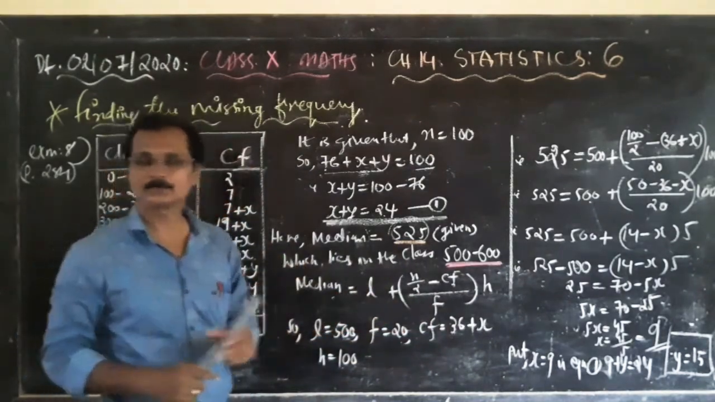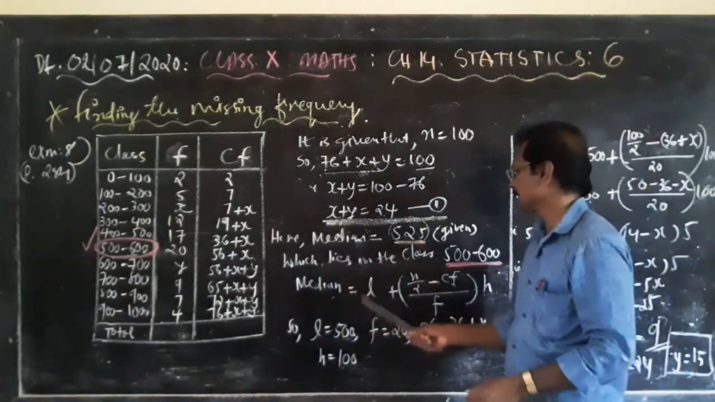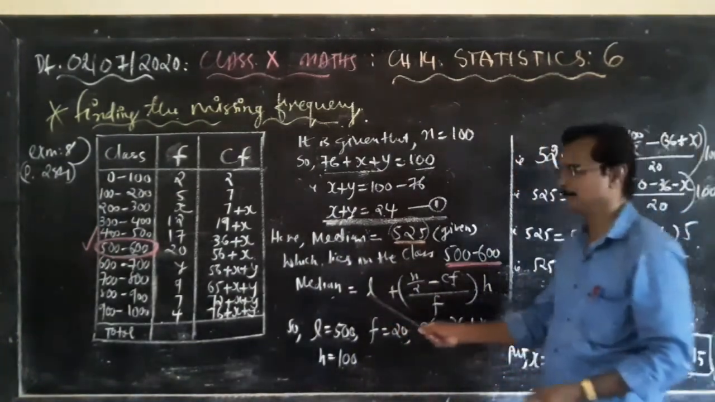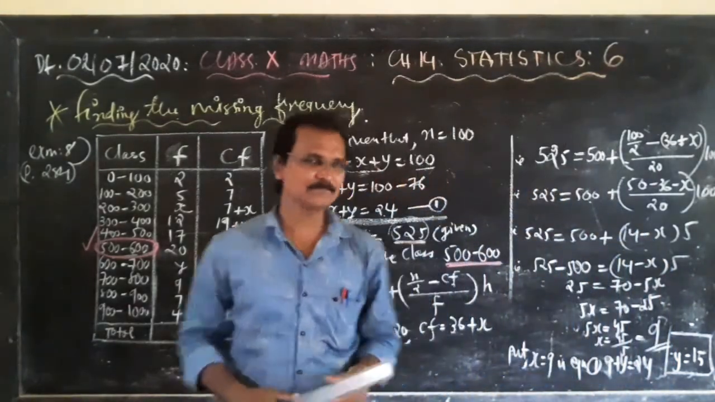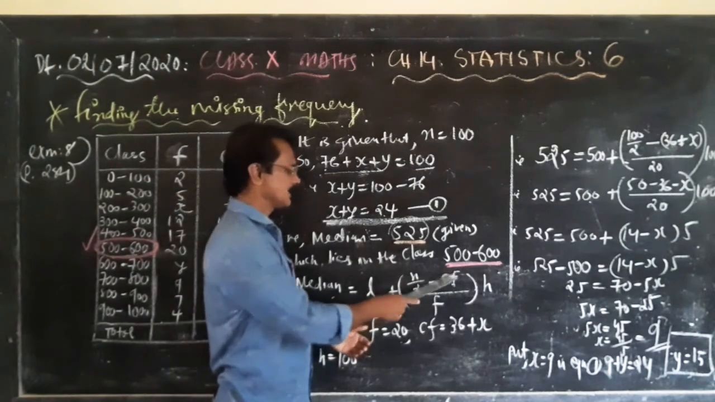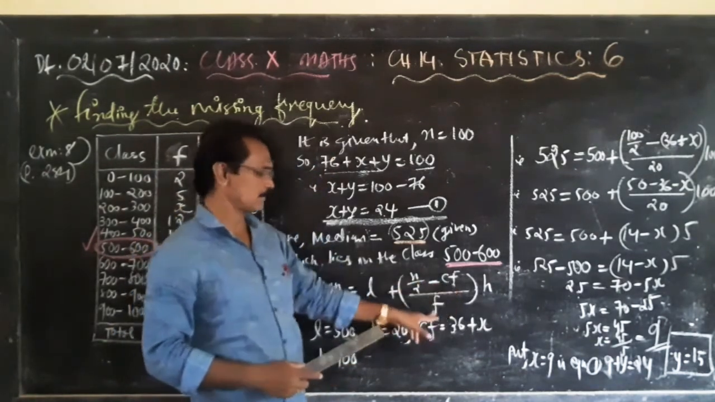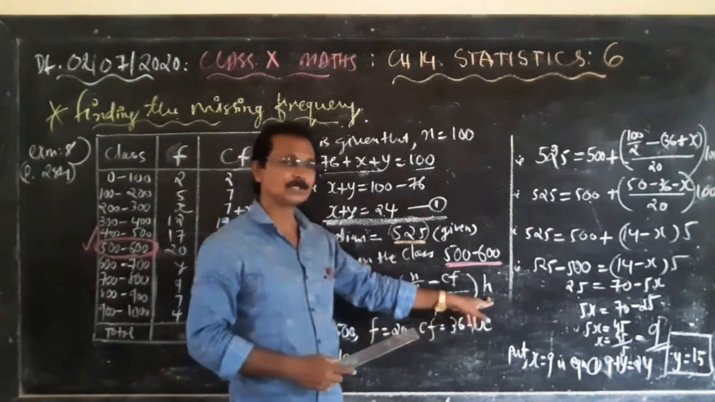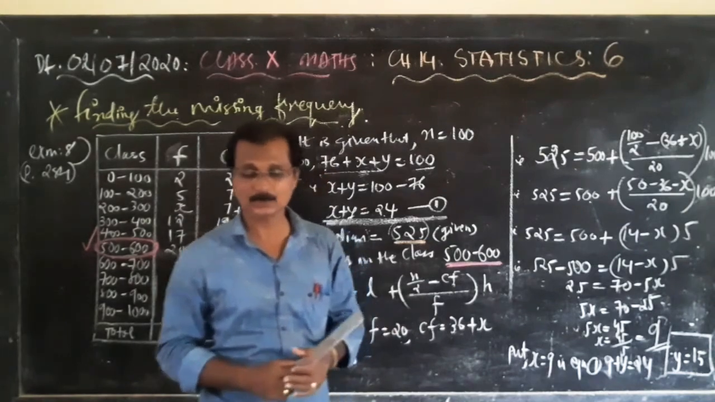Now the formula. What is the formula for finding the median? Median equal to L plus n by 2 minus CF, that is cumulative frequency, upon F, that means frequency, into H. So write the formula without any mistake.